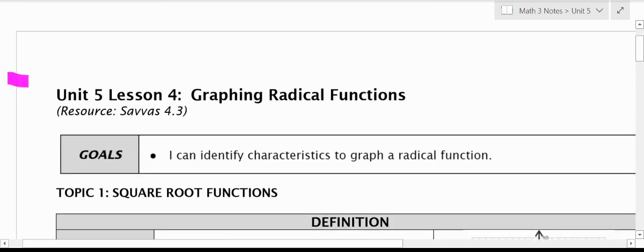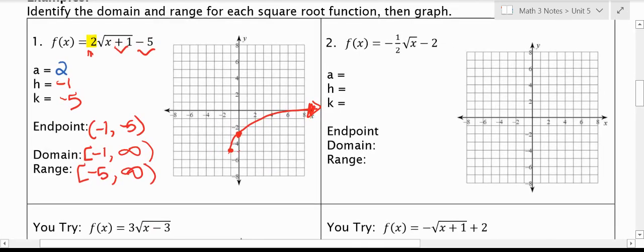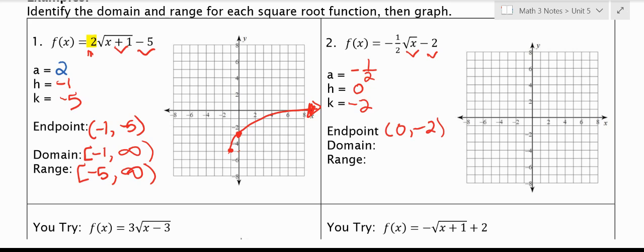For number 2, it's kind of the same thing. So I'm going to go ahead and identify my a, h, and k. So my a value is actually negative 1/2. My h, there's nothing inside there, so it's a 0. And my k is negative 2. So my endpoint is actually (0, -2). That's where I'm going to start my graph.